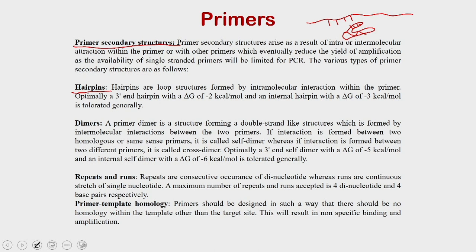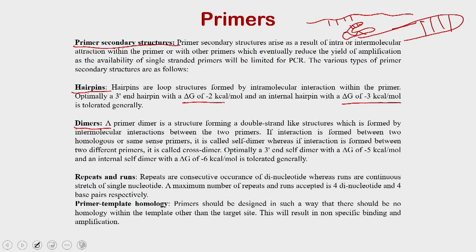A hairpin is like a loop kind of structure where one of the strands will flip and give you intramolecular interactions within the primer, or between two primers. An internal hairpin is not going to be a problem if it has a delta G of -2 kilocalorie or -3 kilocalorie. Then you are going to have the dimers.